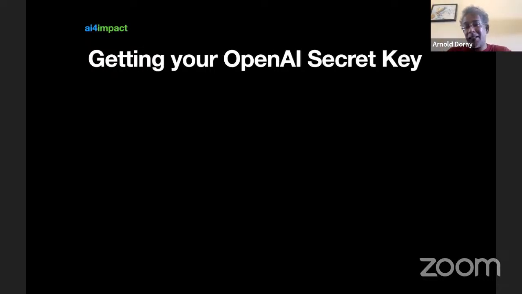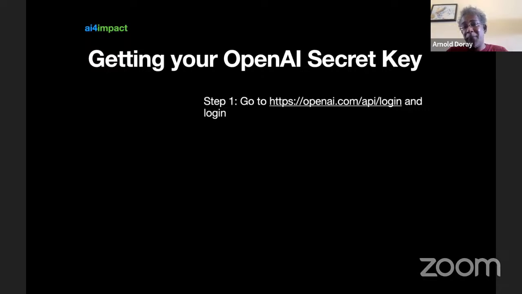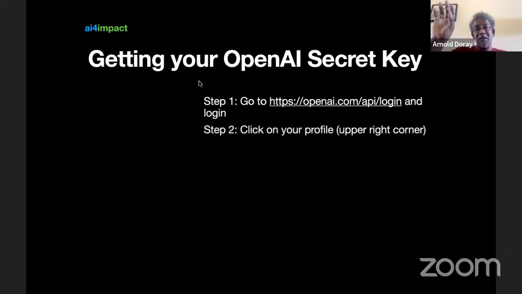Okay, so I'll just quickly go through the steps, because looking for the API is a bit fuzzy. So the first step is to go to this webpage called openai.com/API/login. Okay, and there's a login button there. Click on the login button, add in your username and password, and that will log you in.